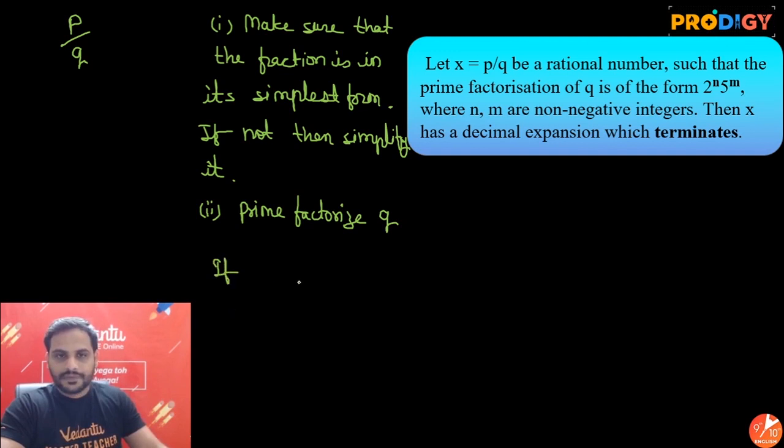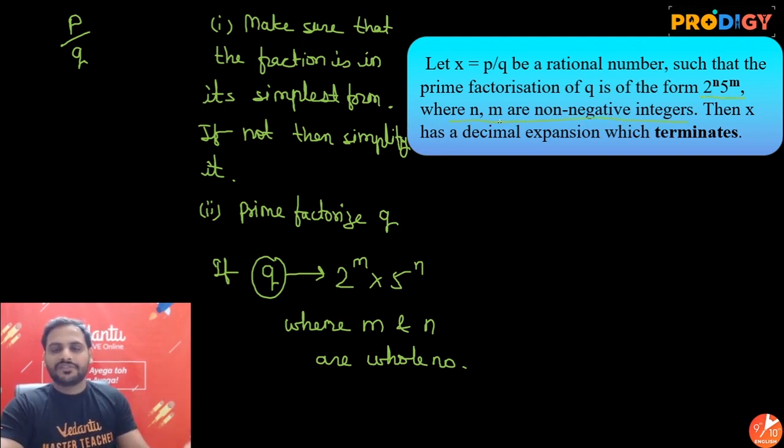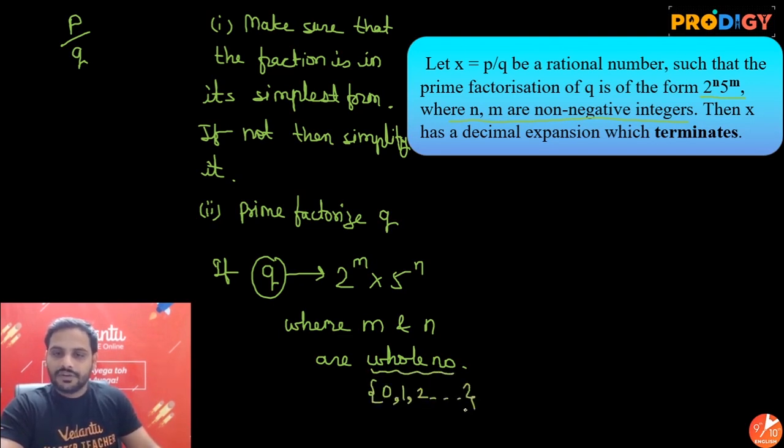If prime factorization of Q is in the form of 2 raised to the power m into 5 raised to the power n, where m and n are whole numbers. ठीक है, देखो here it is written 2 raised to the power n. अच्छा, power same thing, हाँ, m, n, anything. If it is in this form, 2 raised to the power m into 5 raised to the power n, and I have told you m and n are whole numbers, मतलब 0 is also allowed. That means only 2 is also allowed.